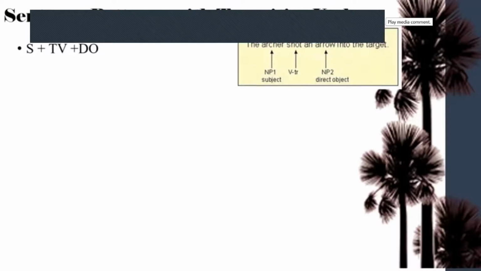Look at sentence patterns with transitive verbs. These are verbs that need an object for the sentence to be complete. Subject, transitive verb, and direct object. The direct object, as the name implies, directly receives the action of the verb. The archer shot an arrow into the target. What did the archer shoot? An arrow.